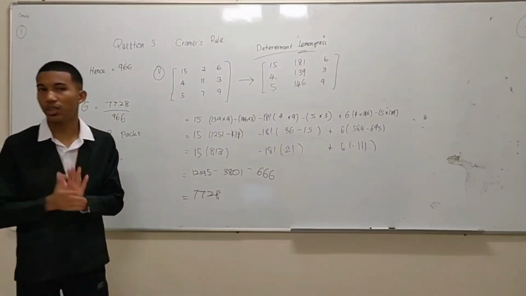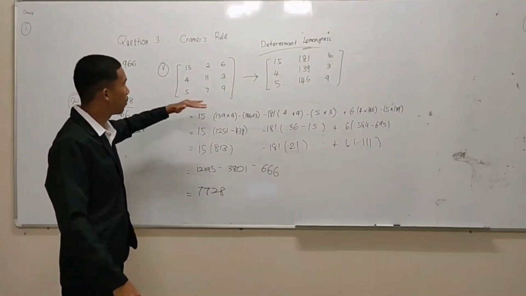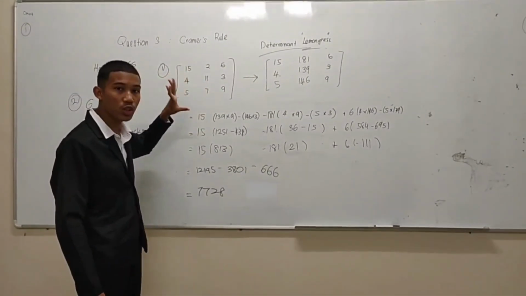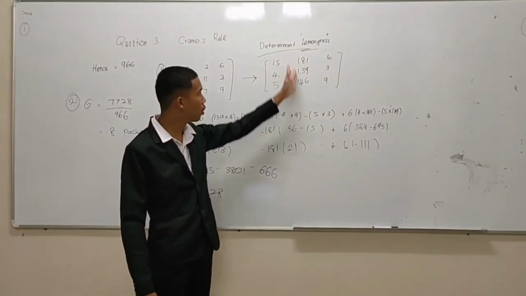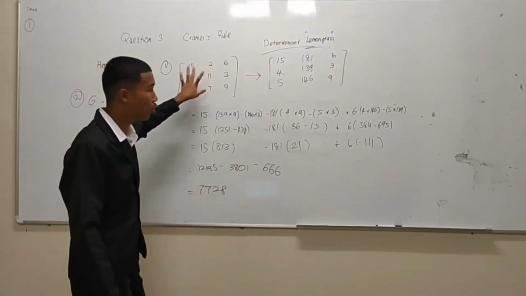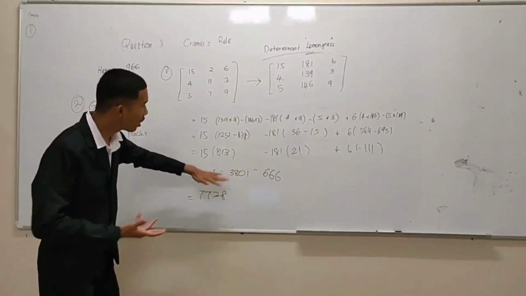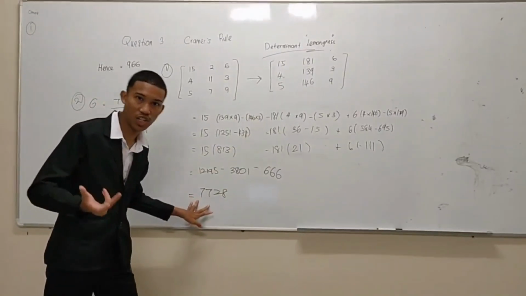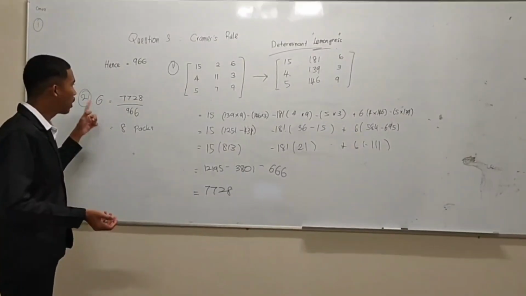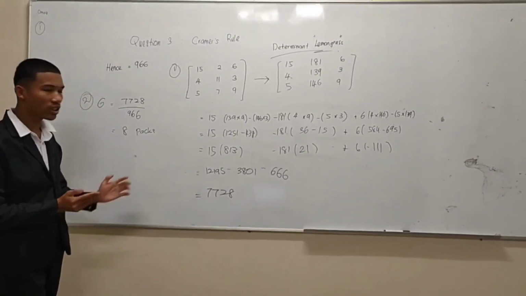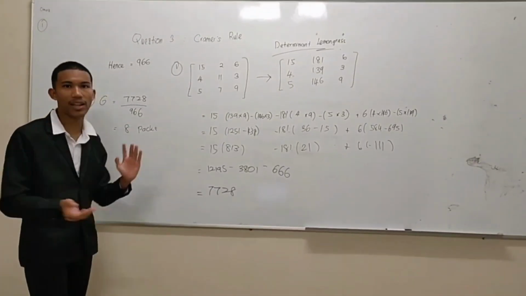For the third determinant, for lemongrass, we still use the matrix form. On the second row, we place the total bags, and here we make it normal again. Then we do the calculation and get 7,728. Now for the determinant, we take the lemongrass: 7,728 divided by 966, and we get 8 packs.